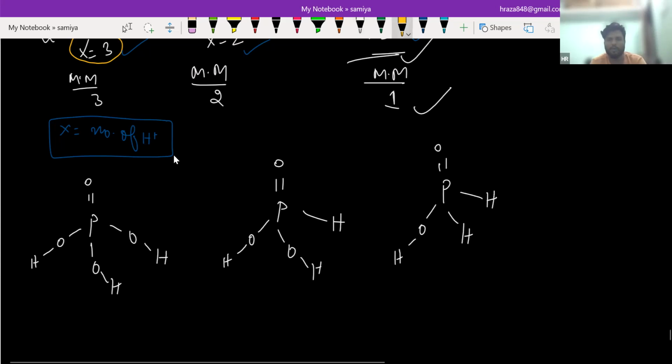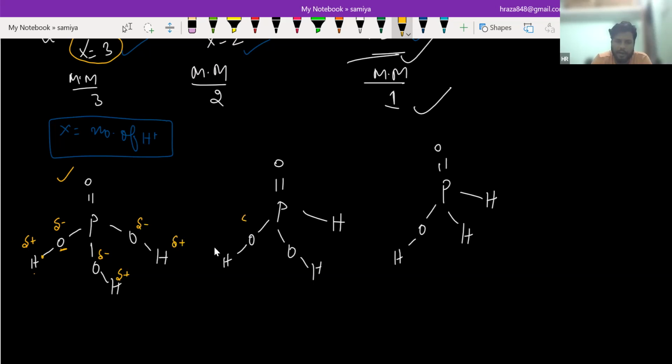Now see, if you dissolve all of these in water, water is a polar solvent, and see what happens. Oxygen is the second most electronegative element, so oxygen is highly electronegative compared to hydrogen. That's why hydrogen's electron will be attracted towards oxygen, and on oxygen there will be delta negative and on hydrogen delta positive. Come to the first one: all 3 bonds are polar.